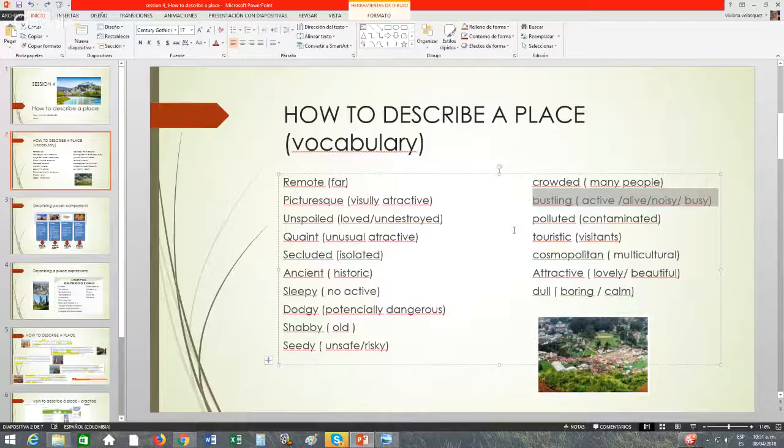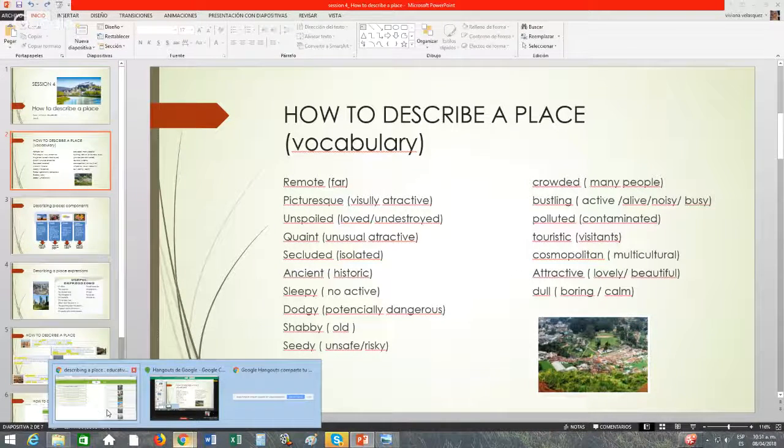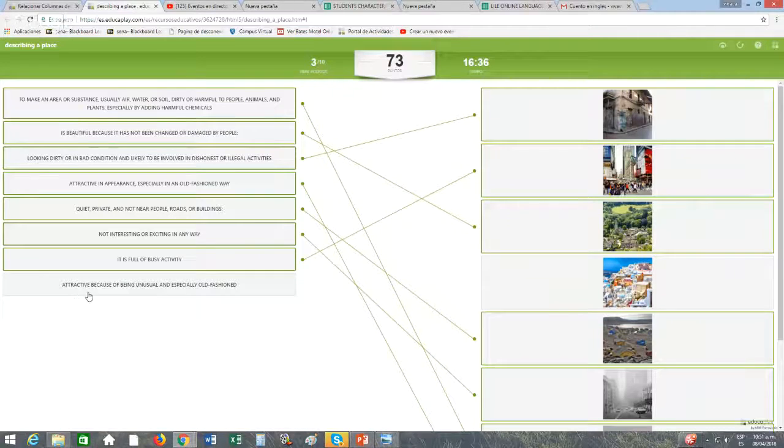Okay, crowded is possible. And also we have bustling, which is active, alive, noisy, and busy. Yes, bustling will be the word. Okay, teacher, so those are synonyms, all of them. And finally, of course, we got attractive because of being unusual and especially old-fashioned.